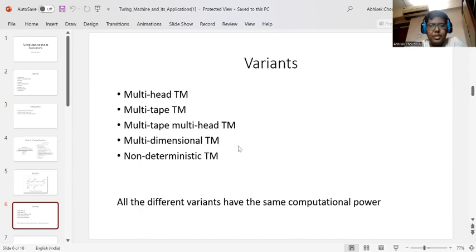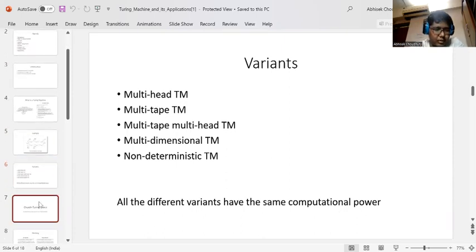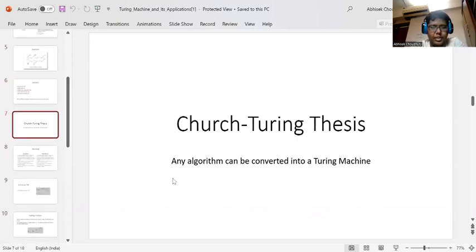So it will be a multi-tape and multi-head Turing machine. We can have multi-dimensional Turing machines. Instead of having a one-dimensional tape, we can have a two-dimensional tape, like a matrix, and the head can move left, right, up, or down. We'll have four options. And non-deterministic Turing machine. So for a given state and input, instead of having only one transition possible, there will be multiple possibilities for the Turing machine. All these different variants will have the same computational power. We have the first Turing thesis. This states that any algorithm can be converted into a Turing machine. So if for a problem we are able to design an algorithm, we can make an equivalent Turing machine for that.